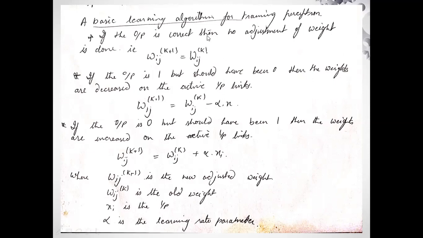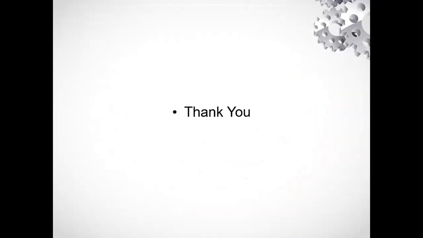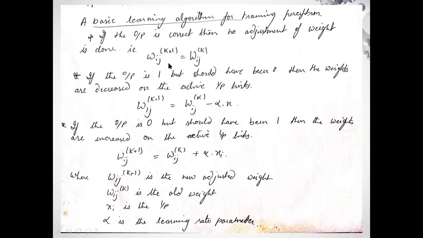How can we define the output as correct? When the error is approximately equal to 0, that is, whenever the actual output is approximately equal to the expected or target output, then we do not need to adjust the weight. So how will we define this equation? Wij^(k+1) is the new weight, and wij^k is the old weight. So the new weight is going to be the same as the old weight. There will be no adjustment. So that is why this is equal.